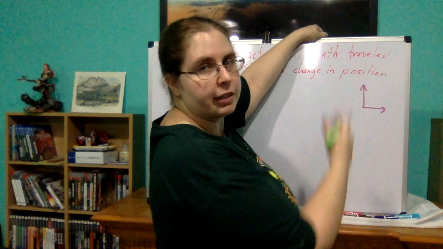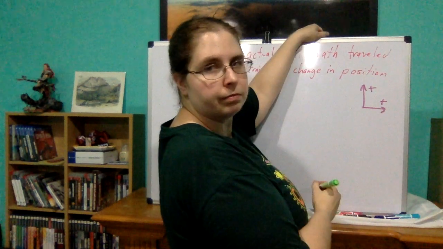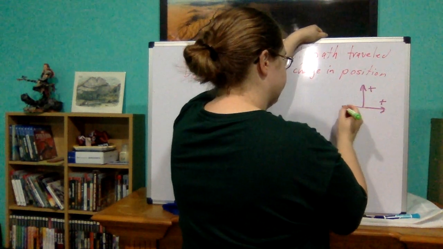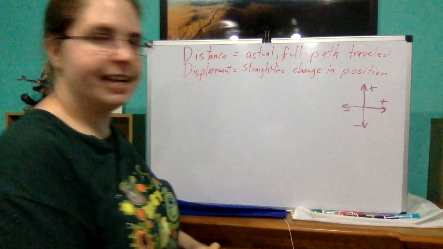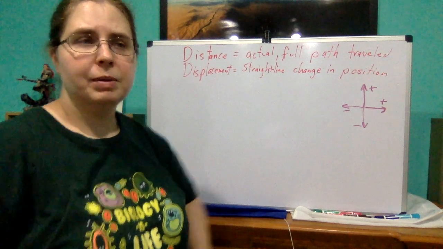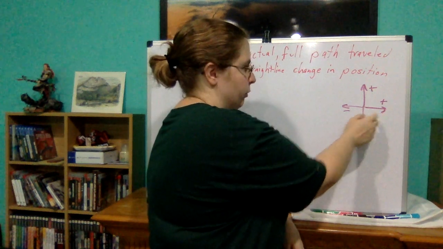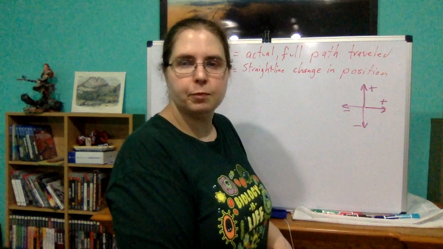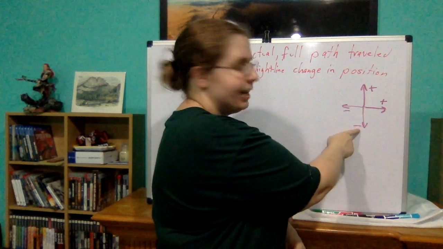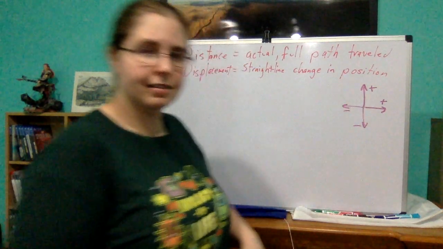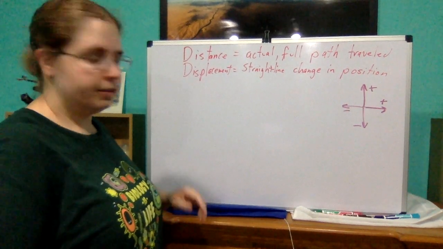A lot of times, if a value is either up or to the right, we consider it a positive value. If it is to the left, or if it is down, we consider it a negative value. And again, remember, we're just talking about opposite directions. Left is opposite of right, which is why left is negative and right is positive. Down is the opposite of up, which is why down is negative and up is positive. All right, so that's going to come into a large part of this.